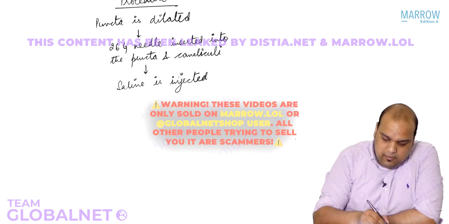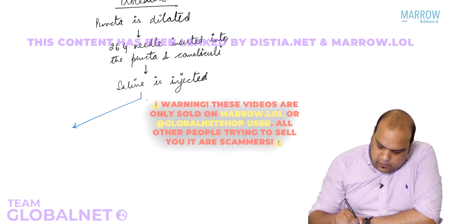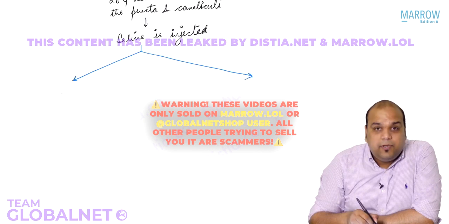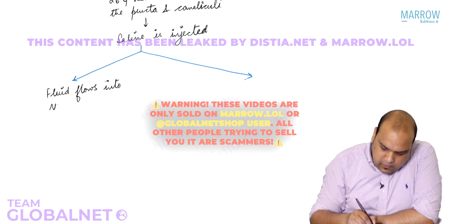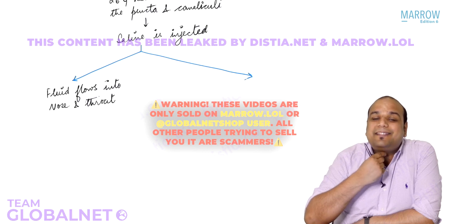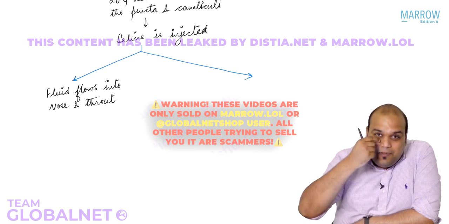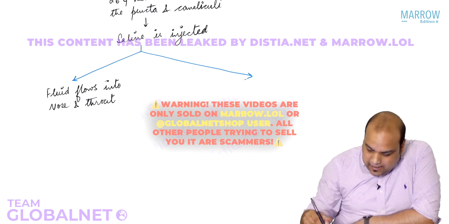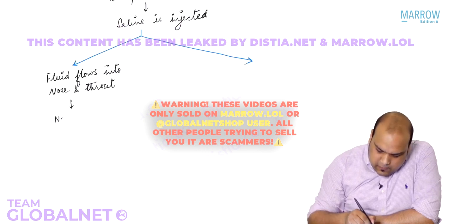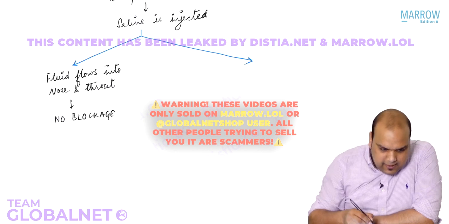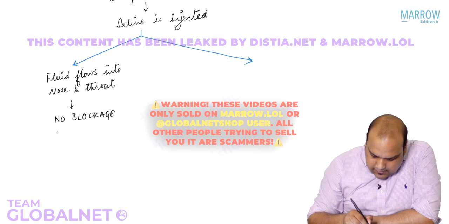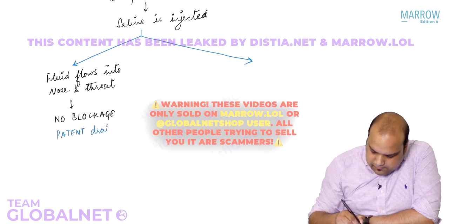Now, after saline is injected, there can be two types of patients. First patient, which says that the fluid is flowing into nose and throat. So the patient will be able to taste a saline taste in the throat now, from the inferior meatus into the throat, everybody. In this case, we will say there is no blockage. Or we will say the patent drainage system.